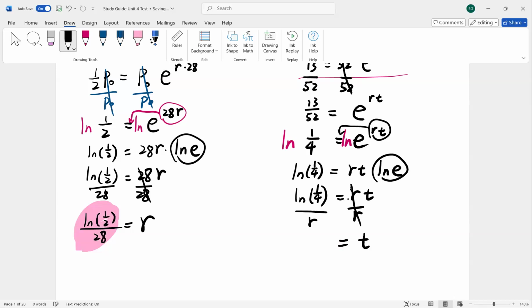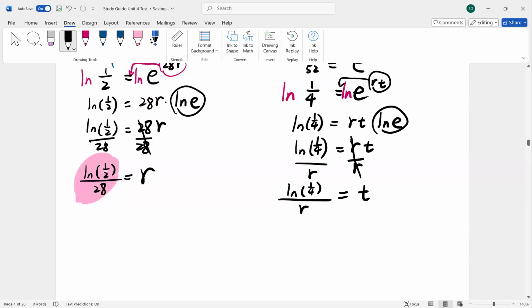We have t isolated on the right side, and the left side is ln a quarter over r. Okay, so let's see if we can simplify the expression that represents t. T now is ln a quarter on the top, r in the bottom. R is the pink, right? Let's bring the pink in the denominator.